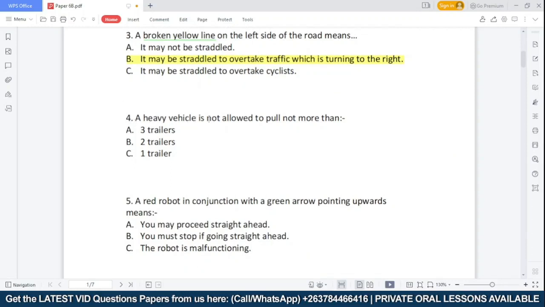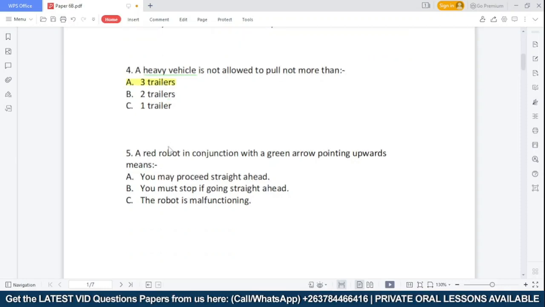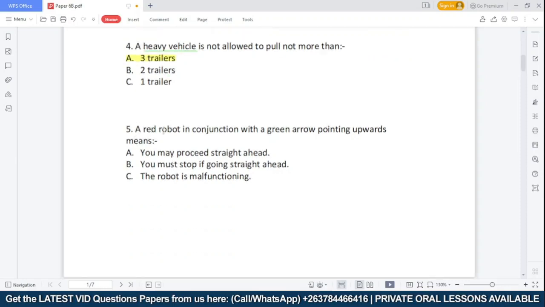Number 4, a heavy vehicle is not allowed to pull more than. So I am looking at a heavy vehicle here. Is it 3 trailers, 2 trailers, or 1 trailer? So the correct answer here is going to be 3 trailers. The heavy vehicle is not allowed to pull more than 3 trailers. Number 5, a red robot in conjunction with a green arrow pointing upwards means.